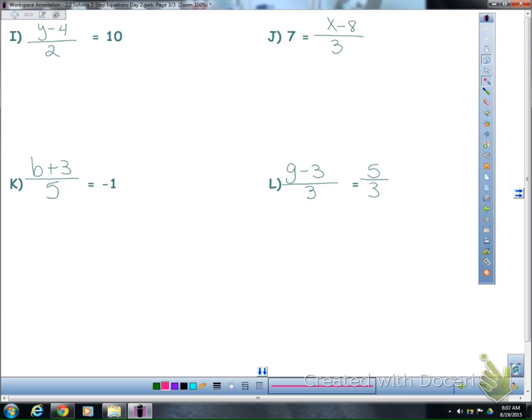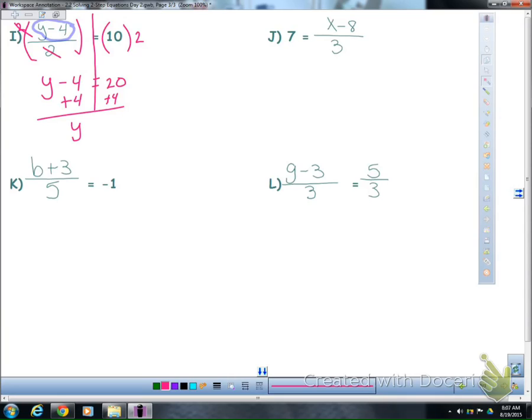Okay, if we look at the back 4 examples, they're a little bit different. Remember, these have the operation in the numerator. So instead of being able to add 4 first, this is one of the special times where we have to actually multiply first. So we're going to multiply both sides by 2 so that we can break up that fraction. If we multiply both sides by 2, that leaves y minus 4 on the left side equals 20. Now we have a simple one-step equation where we can add 4 to both sides and get y equals 24.